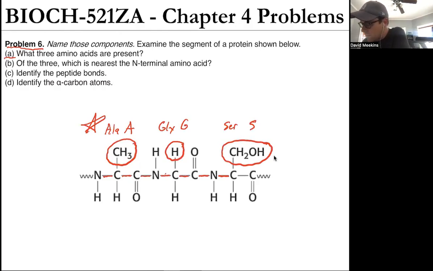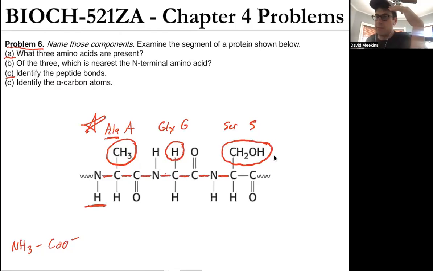Of the 3, which is nearest to the N-terminal amino acid? Remember that we always write from N-terminus to C-terminus. This is the amino terminus, and so this alanine would be the amino acid that's nearest to the N-terminus of the protein. Number C, identify the peptide bonds.